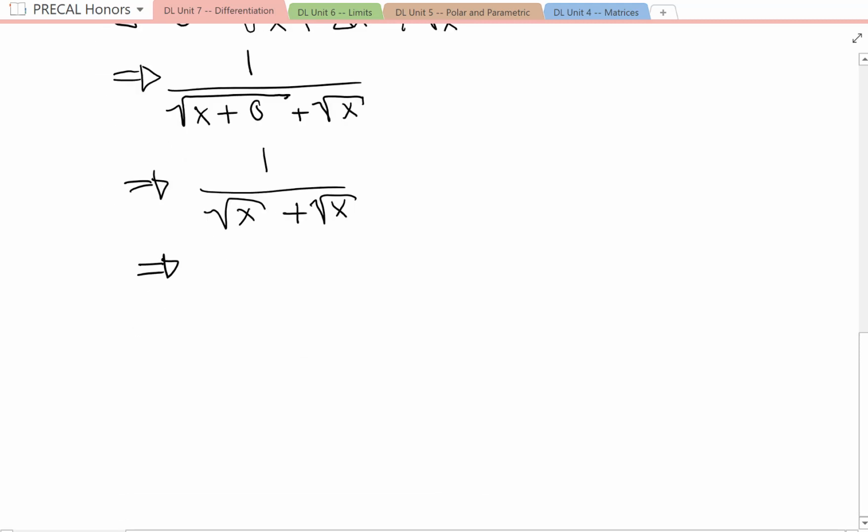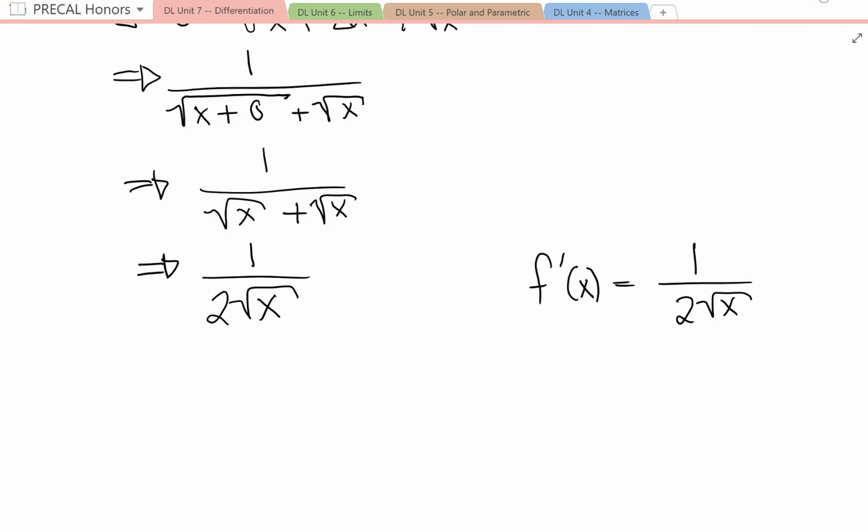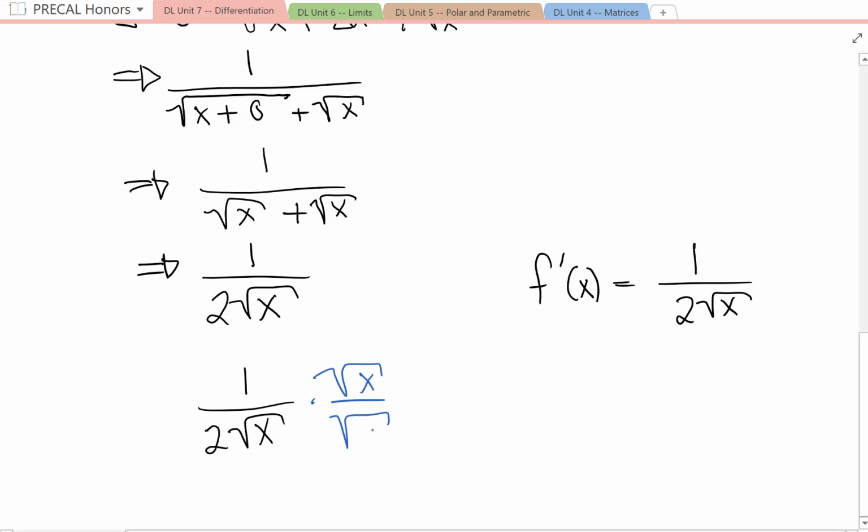Square root x plus square root x, that would be 2 square root x, so 1 over 2 square root x. The textbook leaves it with the radical in the denominator. I know it feels against everything you've been taught, but when they're asking simply for the derivative, I would accept this form. However, if you would like to see it rationalized, we're going to multiply by root x over root x, and our rationalized form would be root x over 2x.